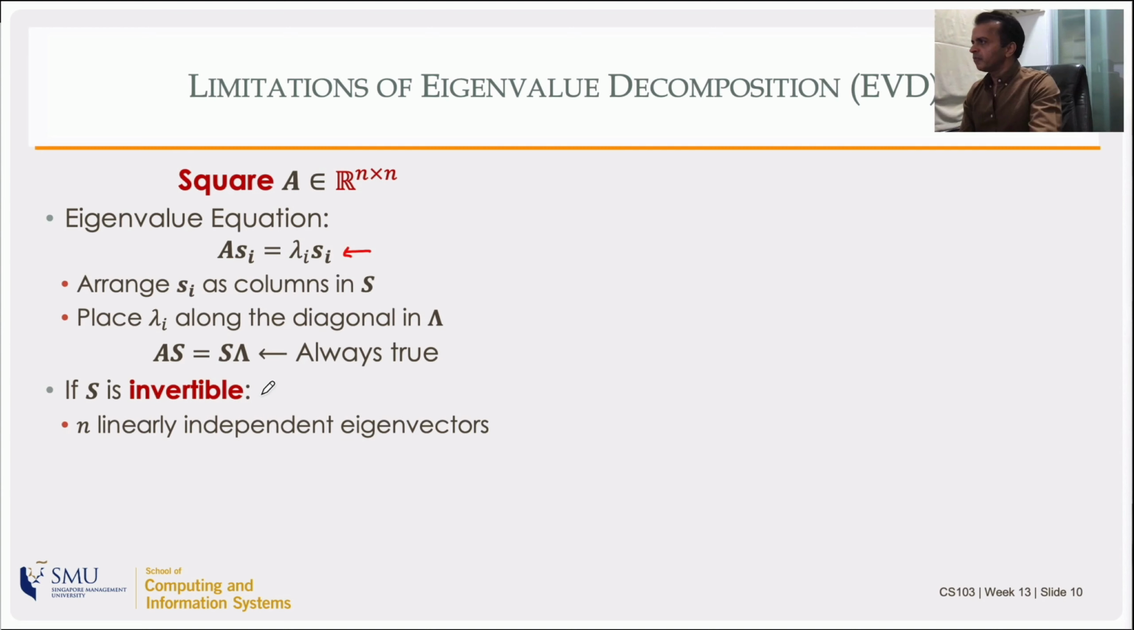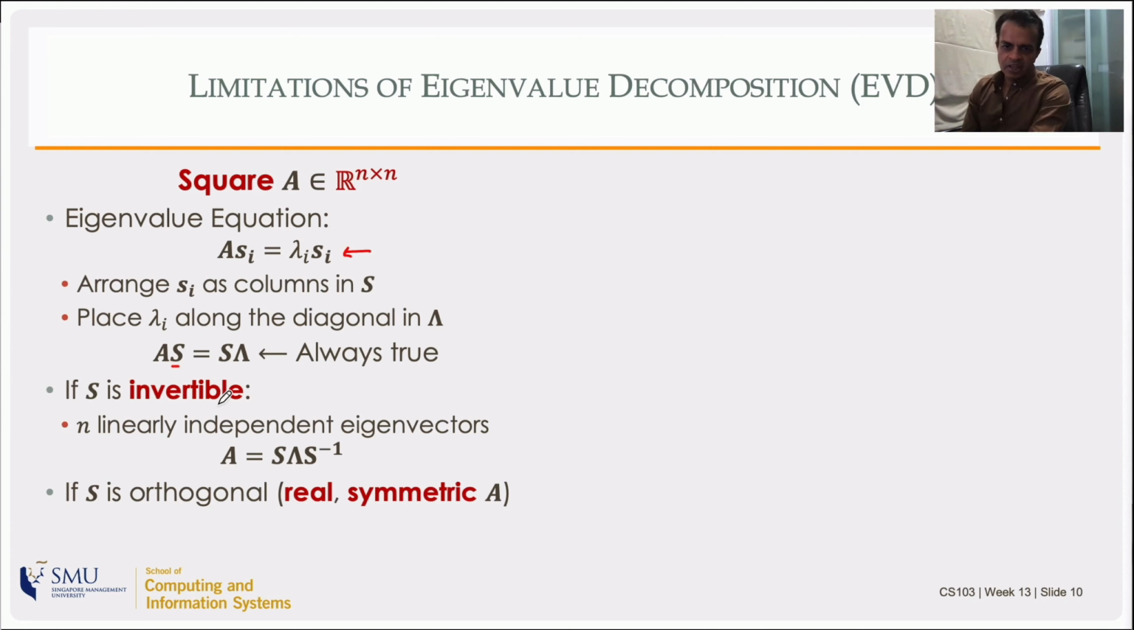Now on top of that, if we know that S is invertible, which means that we have enough linearly independent eigenvectors, in that case we can invert it and write A is equal to S lambda S inverse, and that is eigenvalue decomposition.